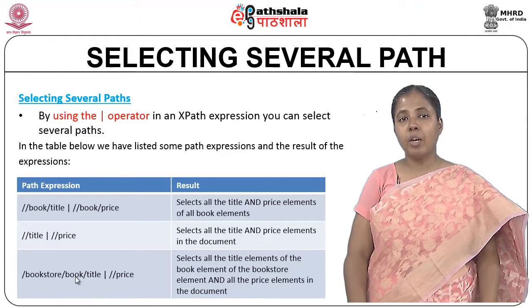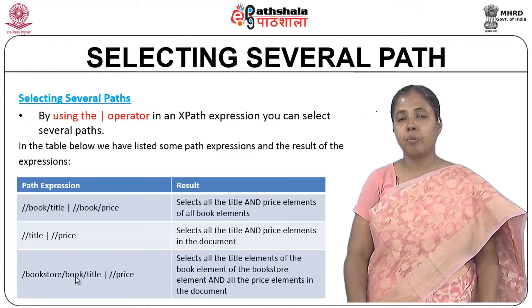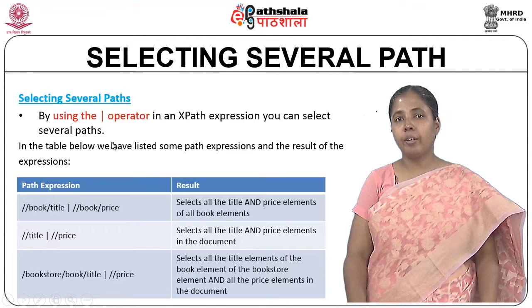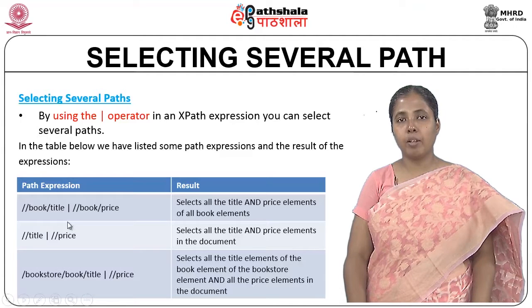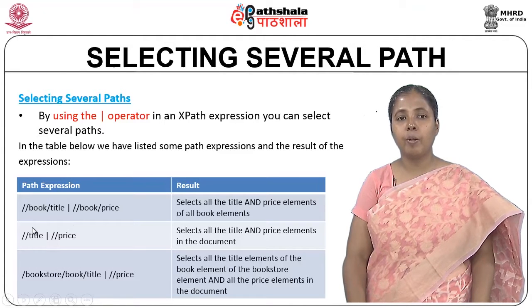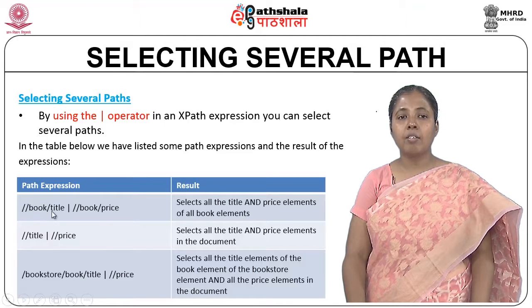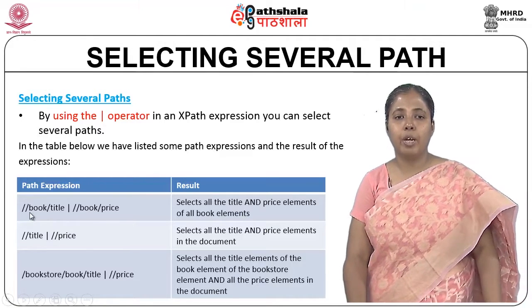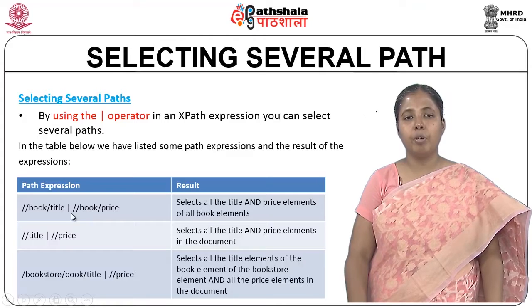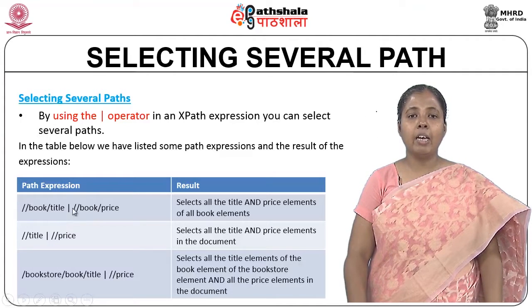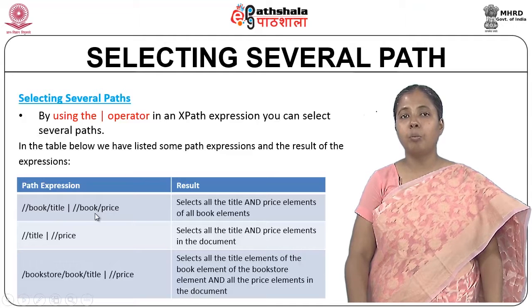Now how do we select several paths using an XPath expression? By using the pipe operator, the pipe or symbol, in an XPath expression, you can select several paths. Here are some examples of path expressions that use a pipe symbol. It selects either of the two paths: it retrieves all the title elements that come under the book element, or all the price elements that come with all book elements. So it selects all title and price elements of all book elements.